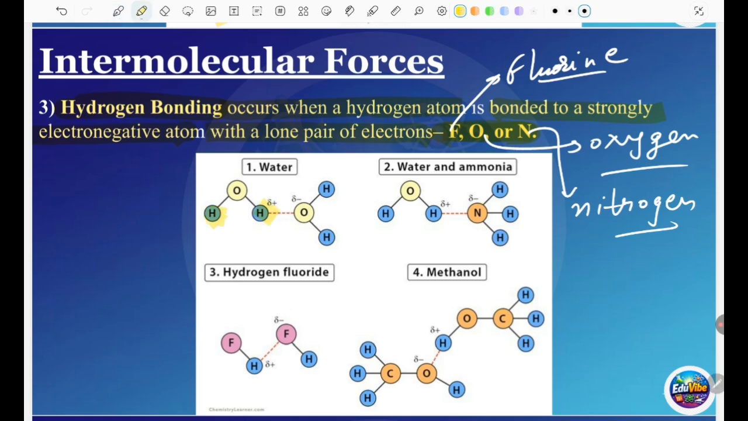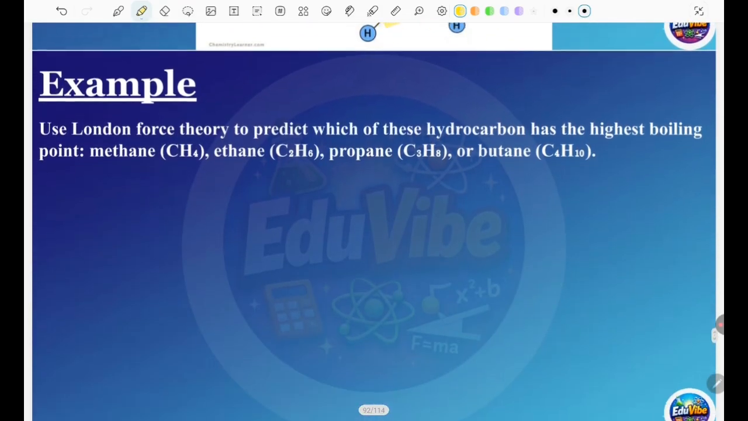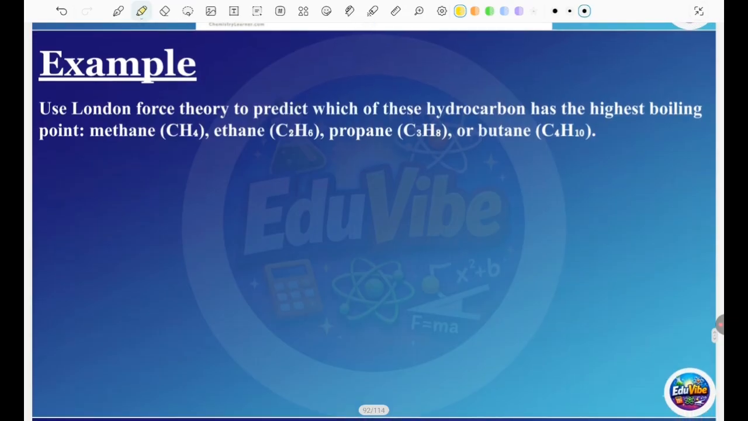As we see over there, we have hydrogen connected to oxygen, so this is a hydrogen bond. Also, we have nitrogen, fluorine, and oxygen again, so these are all examples of hydrogen bonding. That's how you can find hydrogen bonding. Now we have one example from that concept.